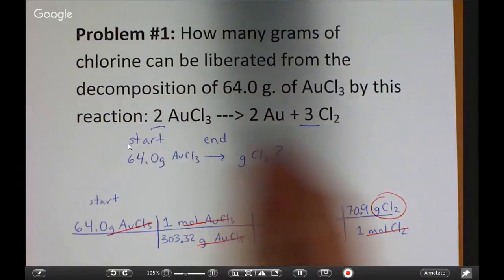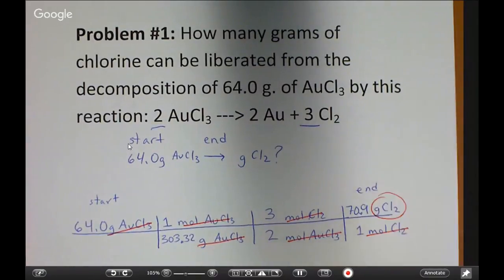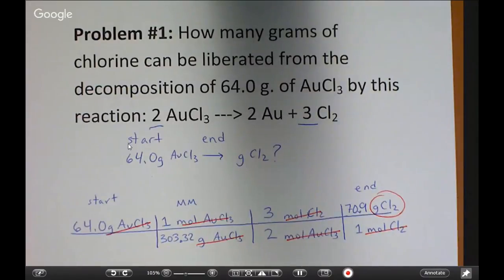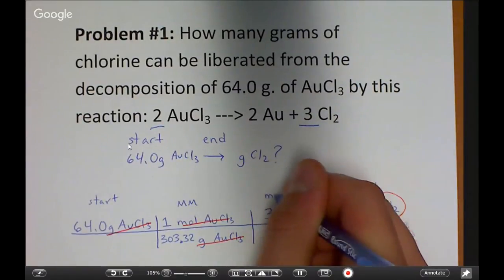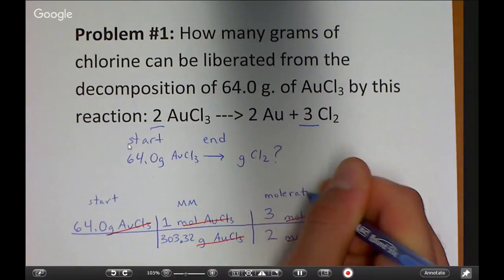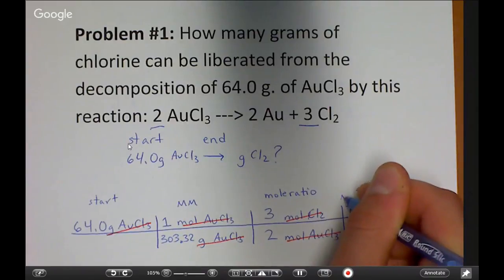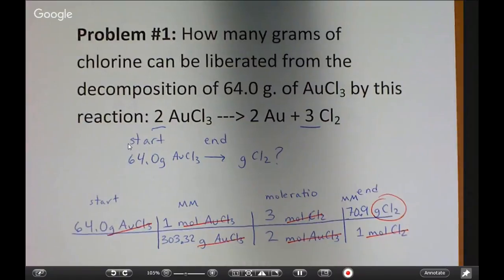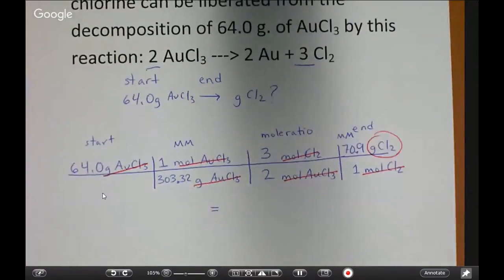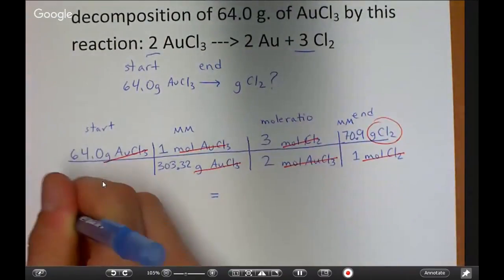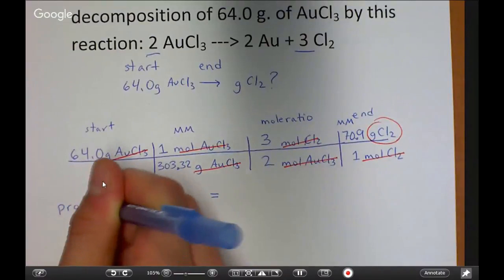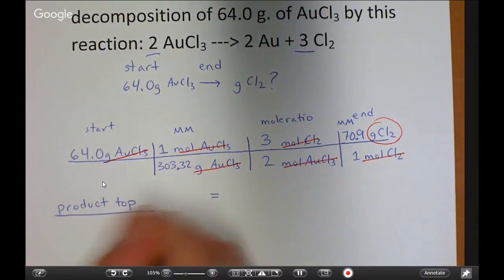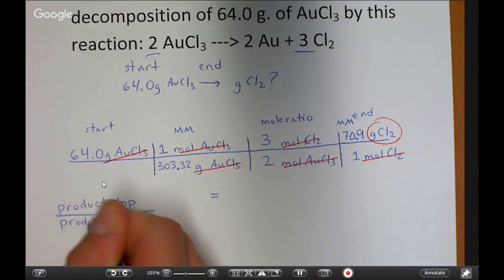Now just to reiterate, this is our endpoint. Here we used molar mass to figure out that step. Here we used a mole ratio. And then at the end, we used a molar mass as well. So to determine our answer, we're going to do the product of the top divided by the product of the bottom.